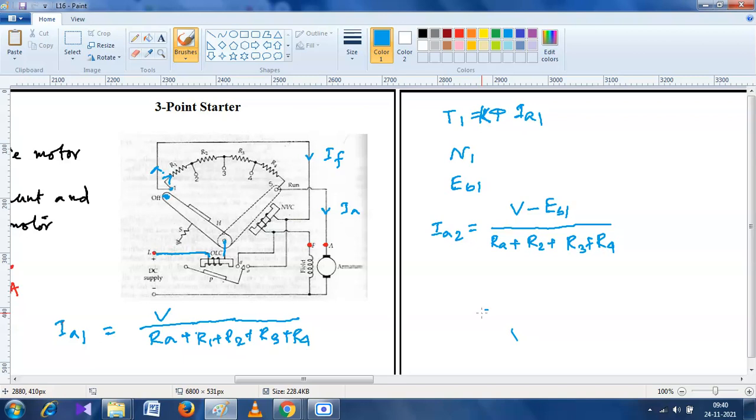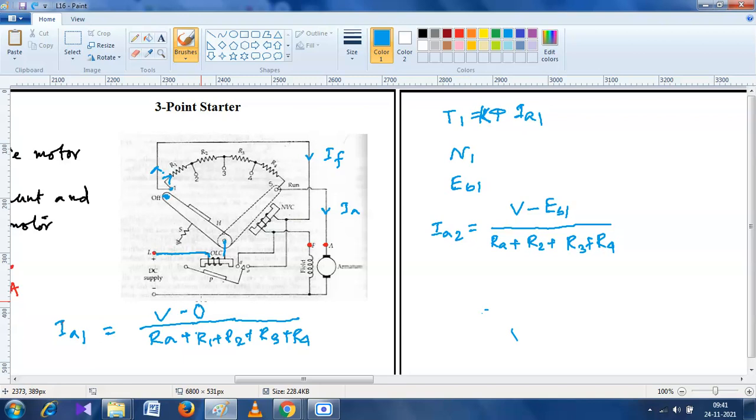Yes sir, because the equation of armature current is equal to V minus Eb by Ra, but at the time of starting there is no back EMF, so we write the value V minus 0. Basically here the value is V minus 0 because at the time of starting there is no back EMF, and the resistance in the armature path is Ra plus R1 plus R2 plus R3 plus R4.